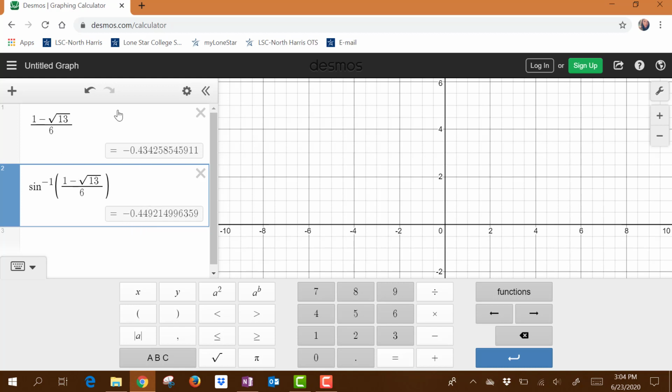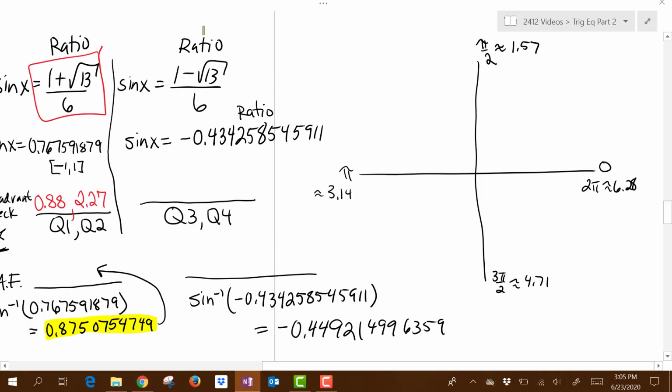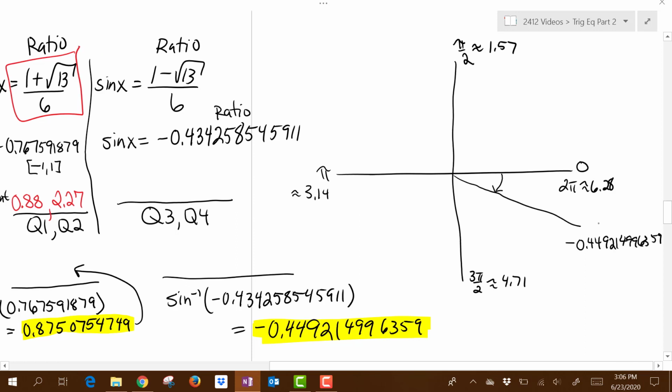So remember, this is the ratio. When we feed that ratio to the sine inverse function, we actually get an angle measure in radians. So I'm going to copy this angle measure into our notes. Here's the angle in radians that my calculator gives me. So I'm going to graph that. Since it's a negative angle, that means I'm going to start at 0 and move in the clockwise direction. So there's that angle.